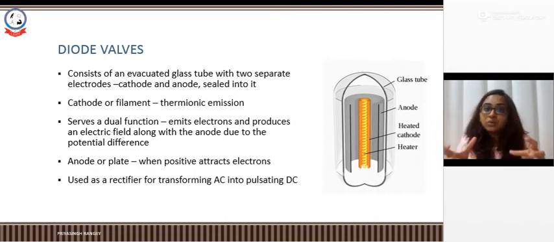Whereas when the anode is not charged or it is neutral, what is going to happen? Even if we are heating up the cathode and there is the process of thermionic emission and the electrons are being emitted, still, since the anode is neutral, it is not going to attract these electrons and you are not going to get any flow of electric current.